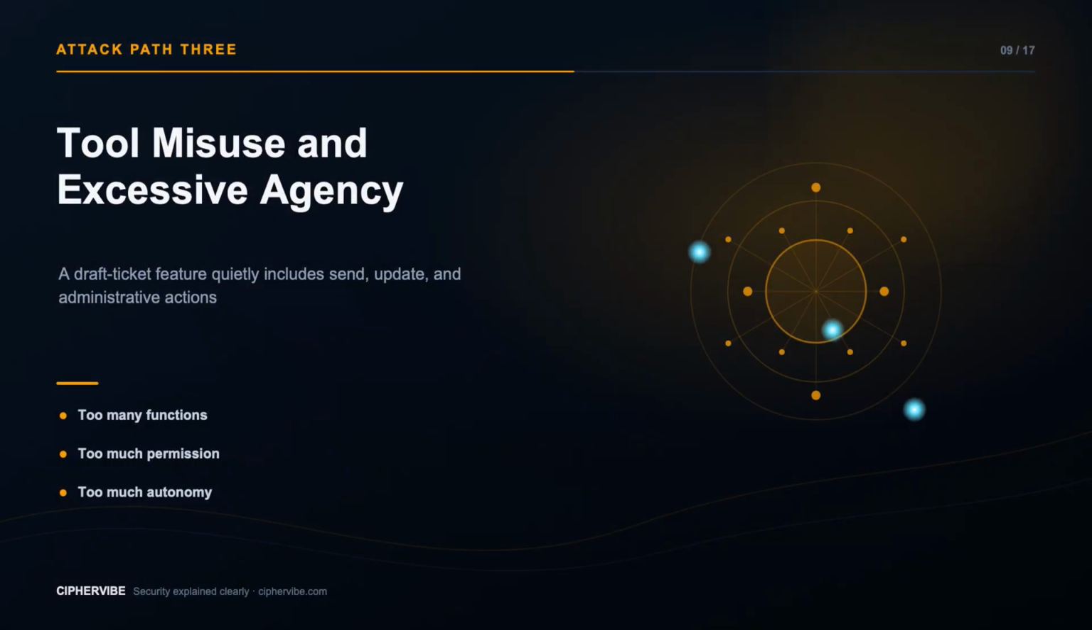The third path is excessive agency. The assistant only needs to draft a ticket, but the connector also exposes send, update, close, and administrator functions. A manipulated model output can now create operational impact. Treat model output as a proposal, not authorization. The gateway must enforce the action, object, user, and approval state.